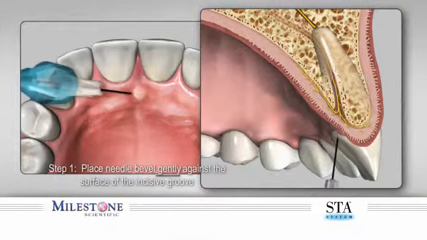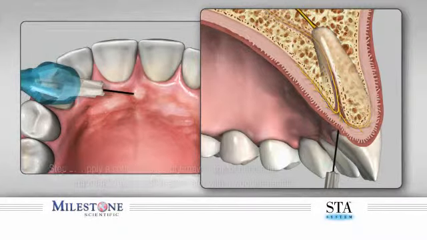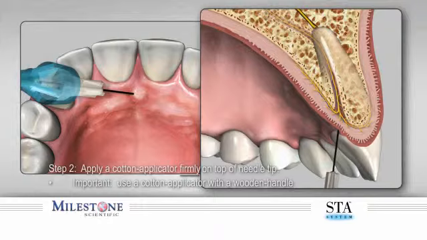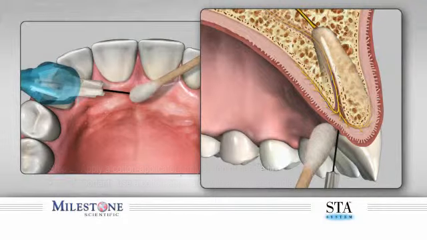Start the PASA injection by using the pre-puncture technique. Step 1. Gently place the bevel of the needle against the surface of the incisive groove. Step 2. Stabilize the needle by applying pressure from a cotton applicator. It's best to use a wooden handle cotton applicator so that adequate pressure can be applied. The applicator absorbs any excess anesthetic solution and makes for a more comfortable needle entry.